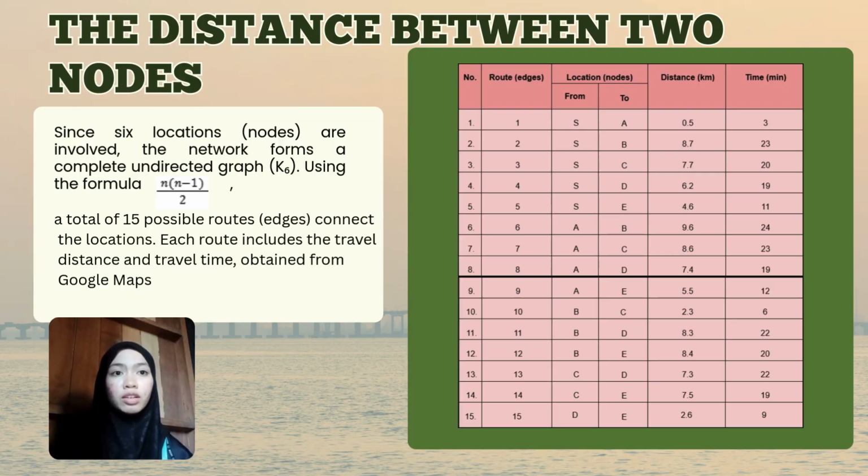For this study, 6 locations are considered as nodes, which form a complete undirected graph K6 using the formula n times n-1 over 2. A total of 15 possible routes or edges are generated between the locations. Each edge represents a direct connection between two nodes. The distance traveled and time required for each route were obtained from Google Maps and summarized in the table shown. These values are later used as input in the travelling salesman problem to determine the most efficient tour route.